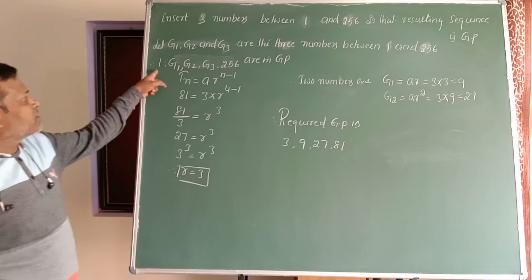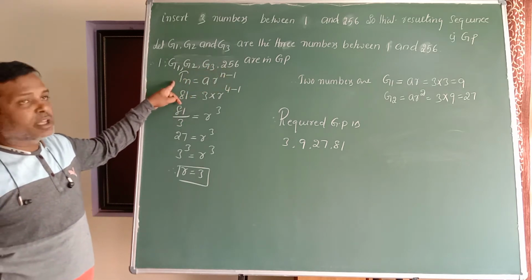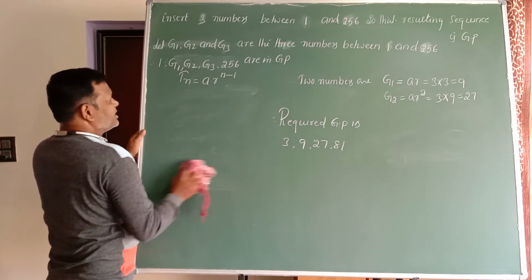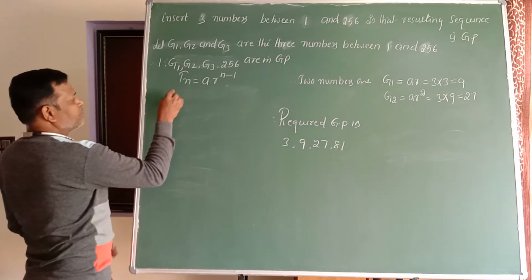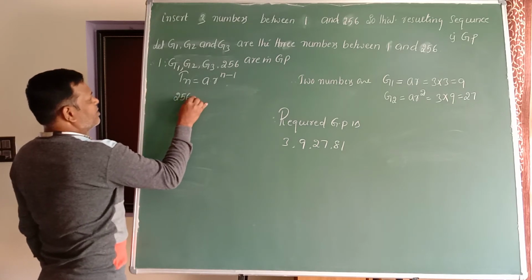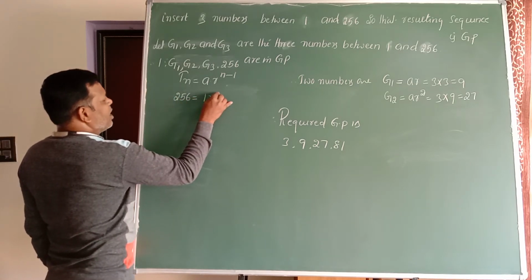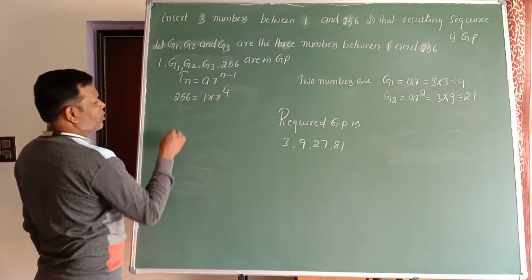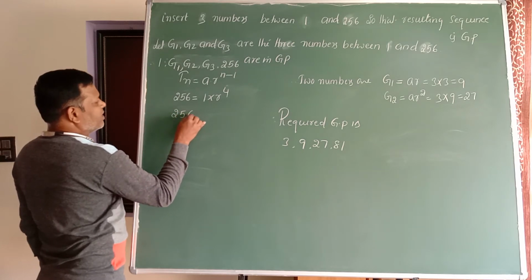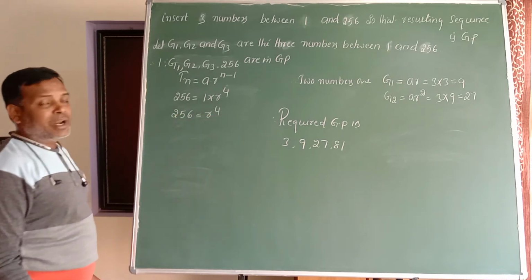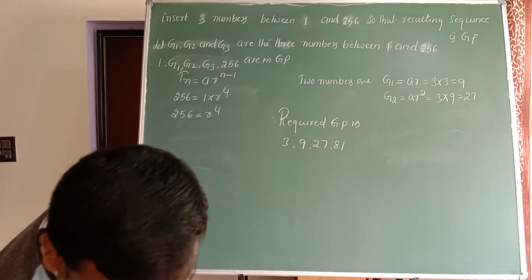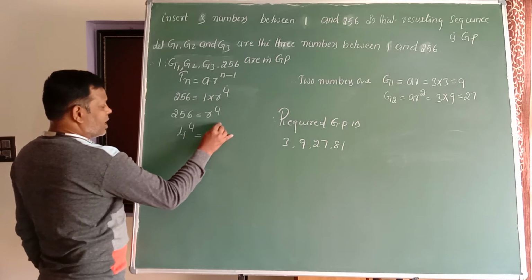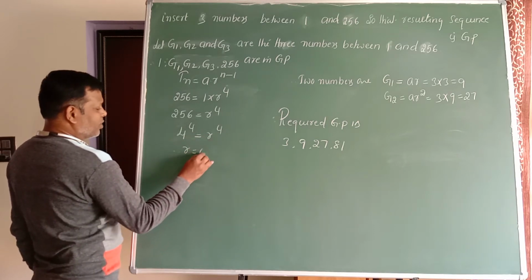Okay, now here we have the first term and the last term. We need to find out the common ratio, that is R. Therefore put Tn is equal to 256, equal to A, A is 1, into R power n minus 1. We have 1, 2, 3, 4, 5 terms. 5 minus 1, that is 4. So that becomes 256 is equal to R power 4. How can you write 256 as a power 4? We can write it as 4 power 4. So 4 power 4 is equal to R power 4. Therefore R is equal to 4.